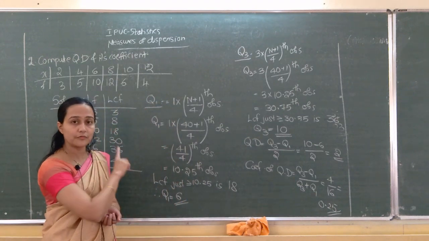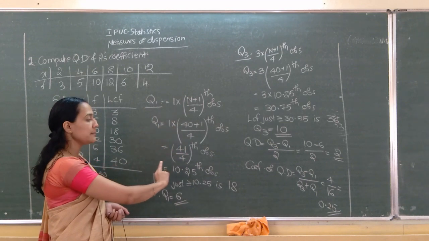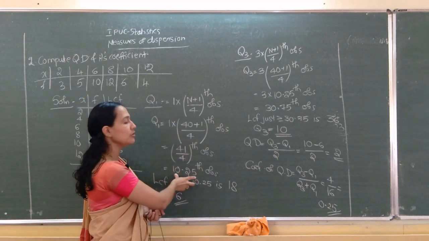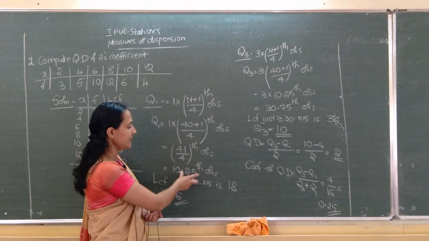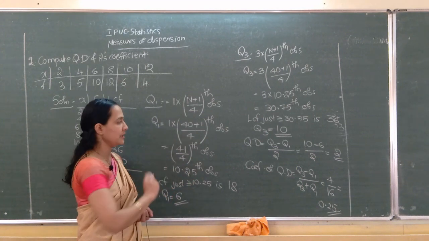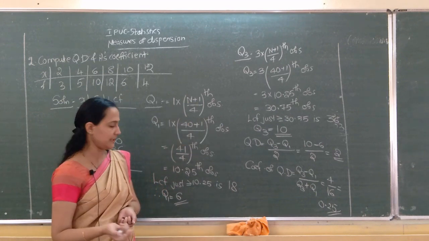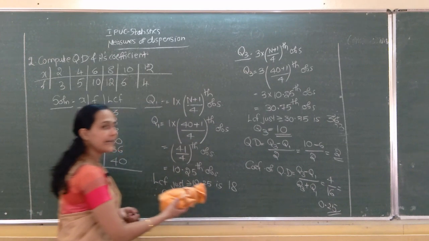So, first what we have to find in discrete series, we have to find LCF. Next, same procedure, no need to do any complication, just find the less than cumulative frequency just greater than or equal to this value. Then similarly Q3 also, Q3 get 3 into that quantity. So, we will go to another problem.